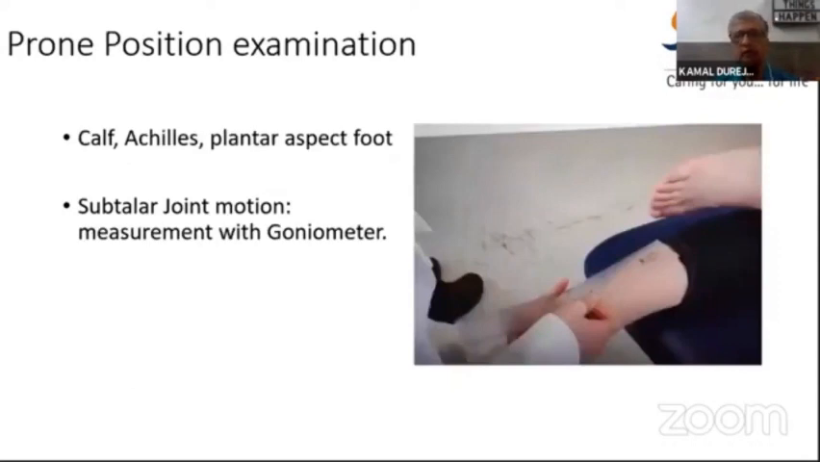And then you make the patient lie prone. It's because you want to observe the calf, the Achilles, and the plantar aspect of the foot properly. It's always a good habit to make the patient lie prone. And you can also measure the subtalar joint motion with a goniometer if there is an important finding, and record that reduction of movement at the subtalar joint.